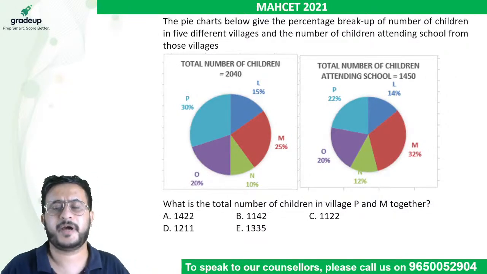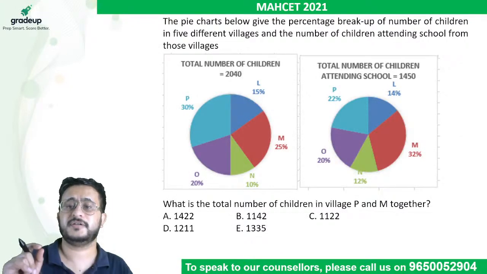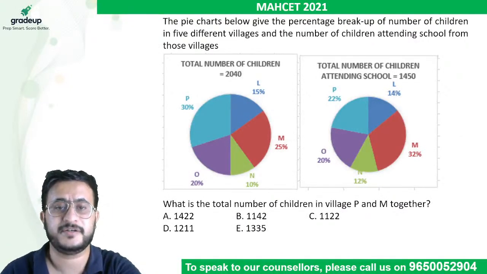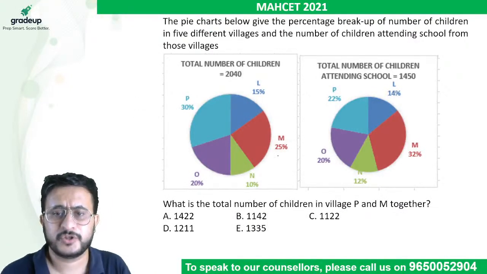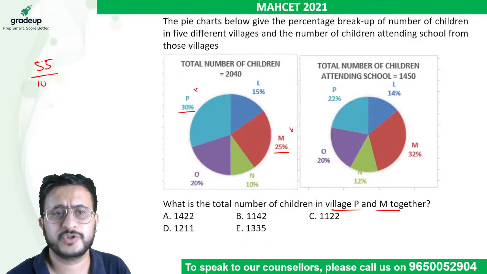So remember in pie charts, whenever you have to do a calculation, use the total in the final calculation. So if I say total in village P and M together, do not find P, do not find M. What you do is you add these two first because you have to find the sum of these two. So you have to find 55% of 2040.